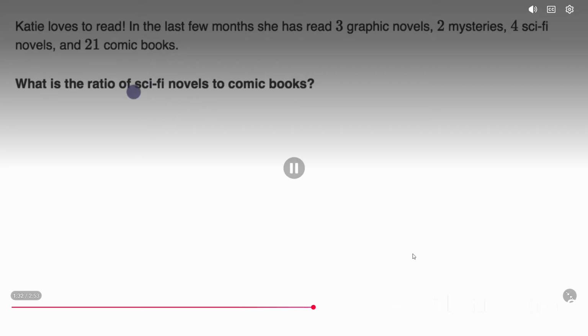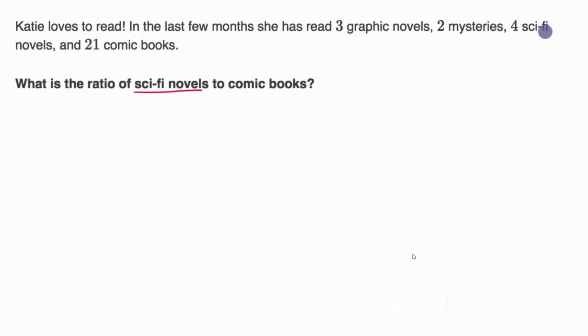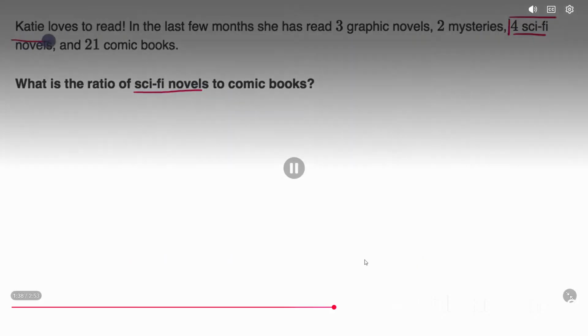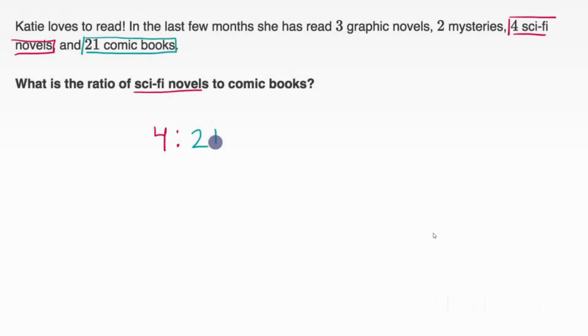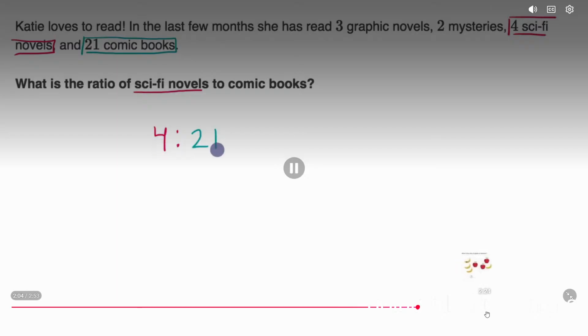All right, so we want to know the ratio of sci-fi novels. So she has 4 sci-fi novels. The ratio of that to comic books. She has 21 comic books. So the ratio is for every 4 sci-fi novels, she has 21 comic books. So the ratio is 4 to 21. The ratio of sci-fi novels to comic books: 4 sci-fi novels for every 21 comic books.